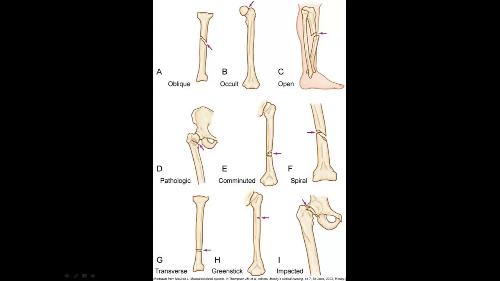Lastly, we have an impacted fracture in letter I. Impacted means it's being pushed into some other structure. In this case, it's being pushed into the hip joint.